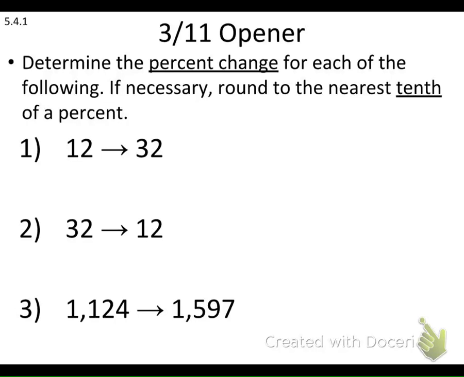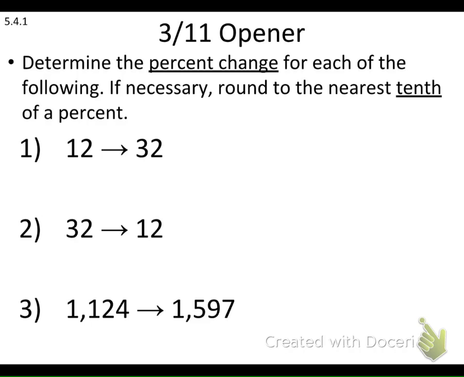We're going to jump right in. So this is the opener from yesterday. We're a day behind because of my fault, not your fault, my fault. So today's opener, the date says 3/11, but in actuality, it's really the 12th. It says determine the percent change for each of the following. If necessary, we're going to round to the tenth of a percent.